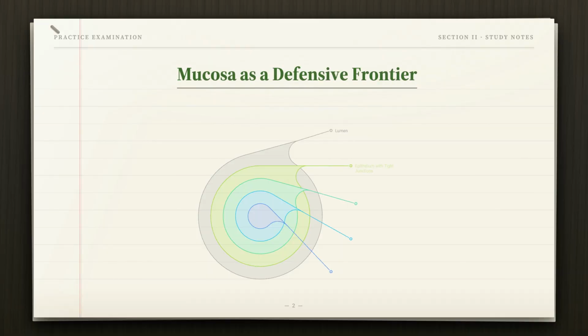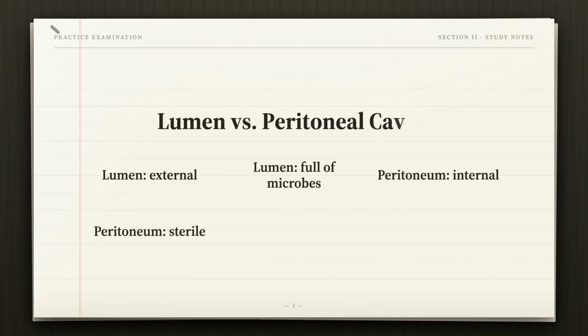This is why the mucosa behaves like a fortified frontier rather than a simple lining. Tight junctions between epithelial cells block material from slipping through. Lymphoid tissue in the lamina propria intercepts invaders, and the whole surface turns over every few days, discarding damage instead of repairing it. This is why the distinction between the lumen and the peritoneal cavity matters so much.